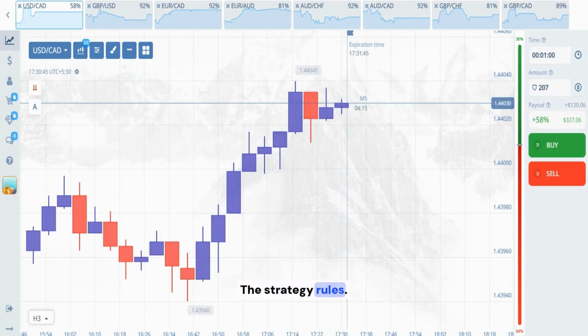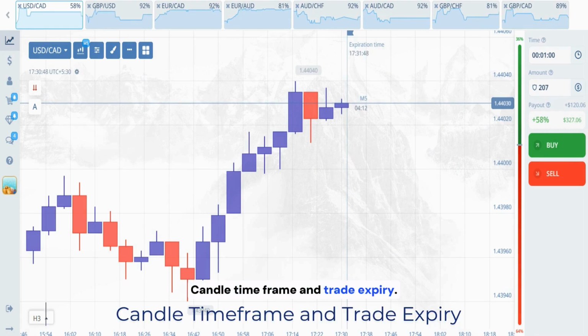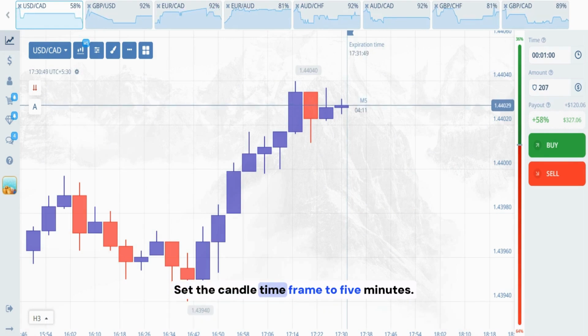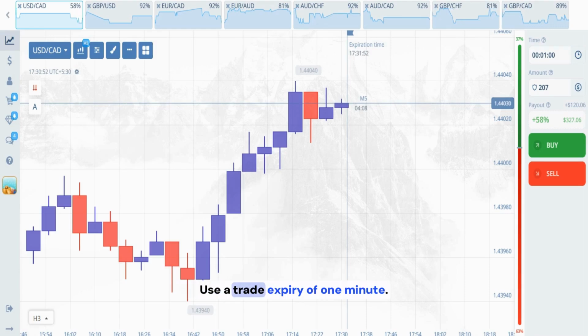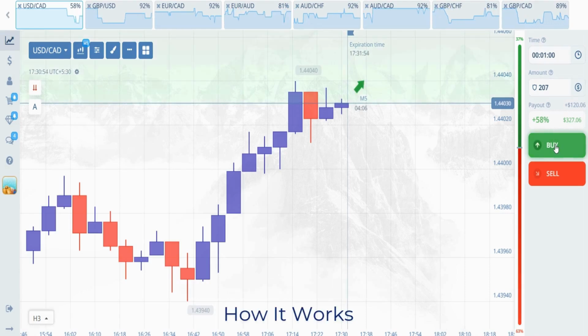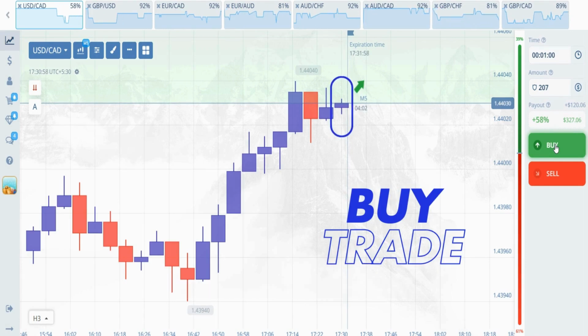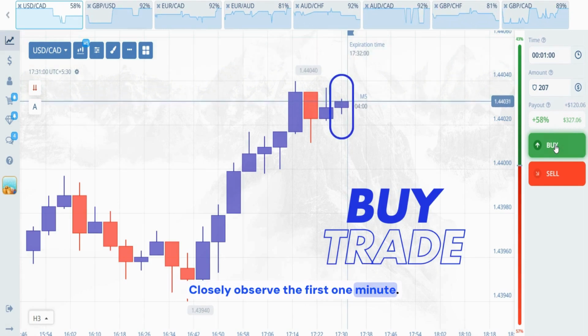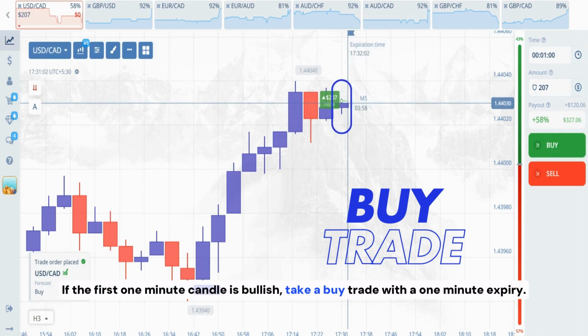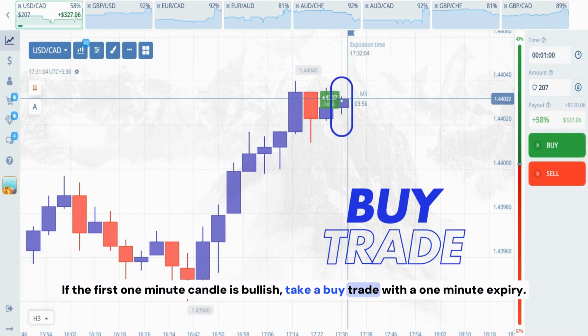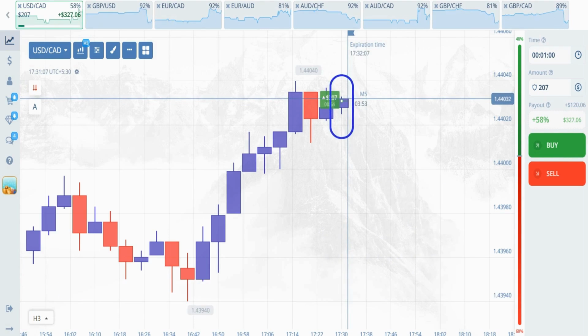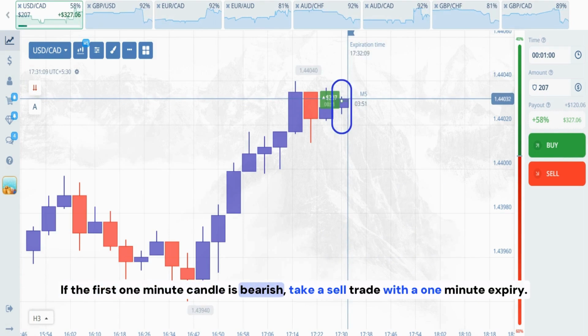The strategy rules. Candle time frame and trade expiry. Set the candle time frame to 5 minutes. Use a trade expiry of 1 minute. How it works: when a 5-minute candle starts to form, closely observe the first 1 minute. If the first 1-minute candle is bullish, take a buy trade with a 1-minute expiry. If the first 1-minute candle is bearish, take a sell trade with a 1-minute expiry.